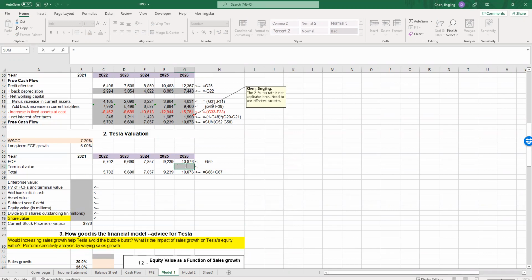For pro forma, it equals to this. For terminal value, it equals to the 5 years value times long-term growth rate divided by WACC minus G. For enterprise value, NPV, the rate is WACC, all the values here, and then I would like to add the mid-year discounting, 1 plus WACC, raise it to the power of 5, enter.